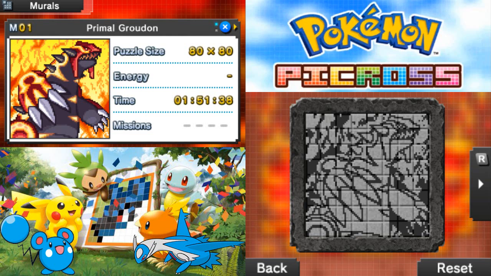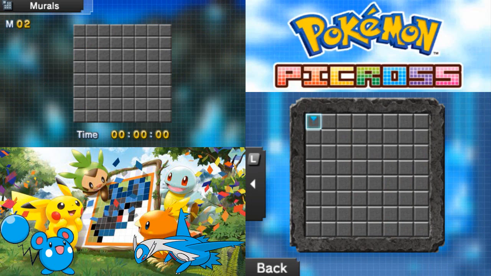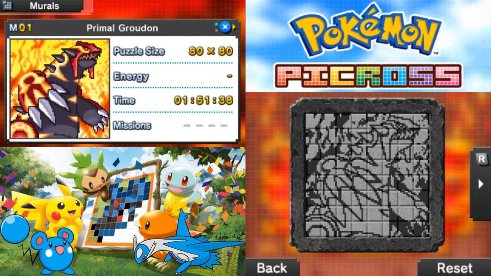80 by 80. Wow, that's big. Because I guess it's, you know... Wow. Okay. 6,400 tiles filled in. With that, we have drawn Primal Groudon. So I guess next time we have this one. Gee, I wonder what this could draw. I wonder. But yeah, that's Primal Groudon.